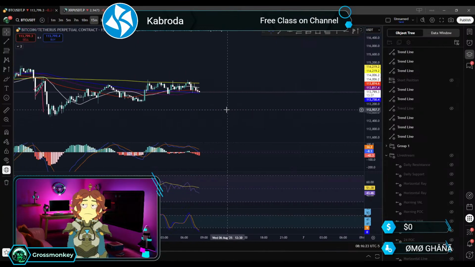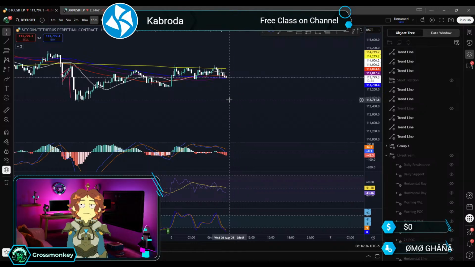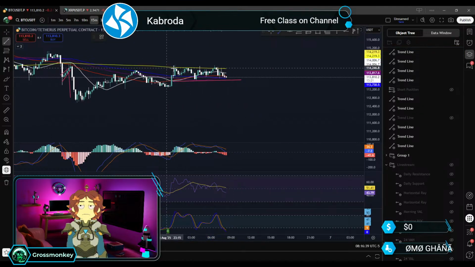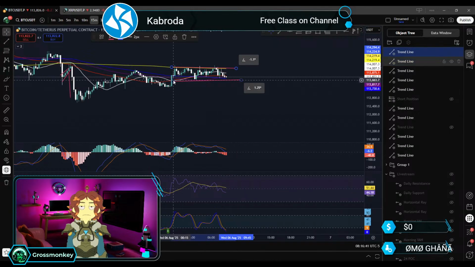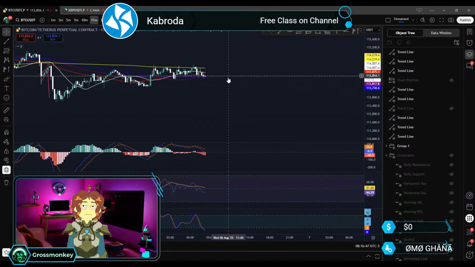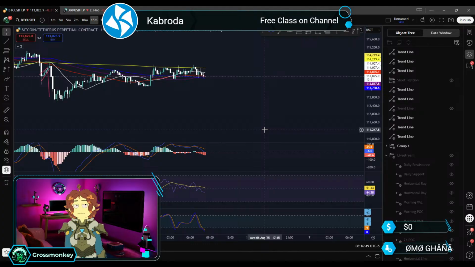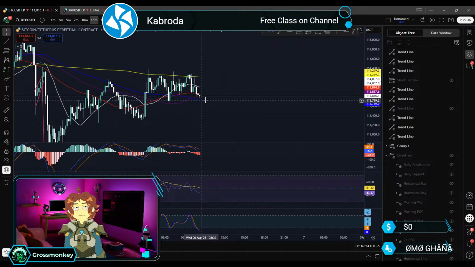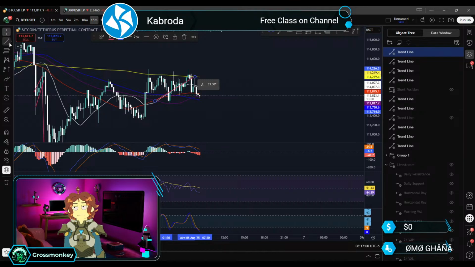Okay, so the 15 we got compression under 114.222, 113.814. So we kind of got this, which is essentially the flag that we were just looking at, but we got this nice compression here, just bouncing up and down in between the two. But I wouldn't be super excited about that. You are actually below the 21 on here, which if it was going to fire, I would have been looking at something like this.